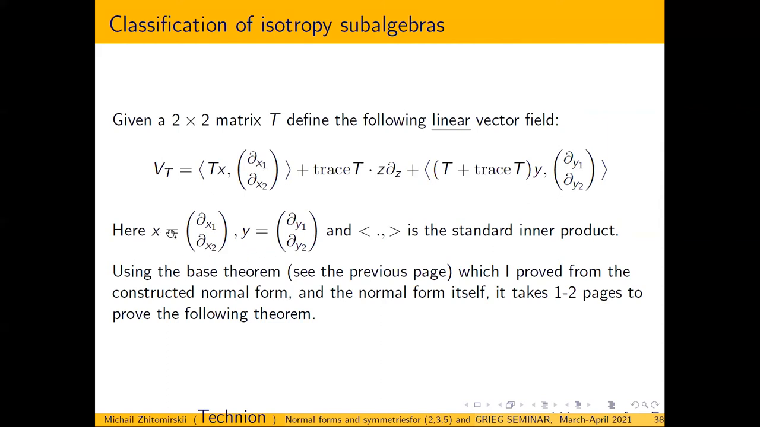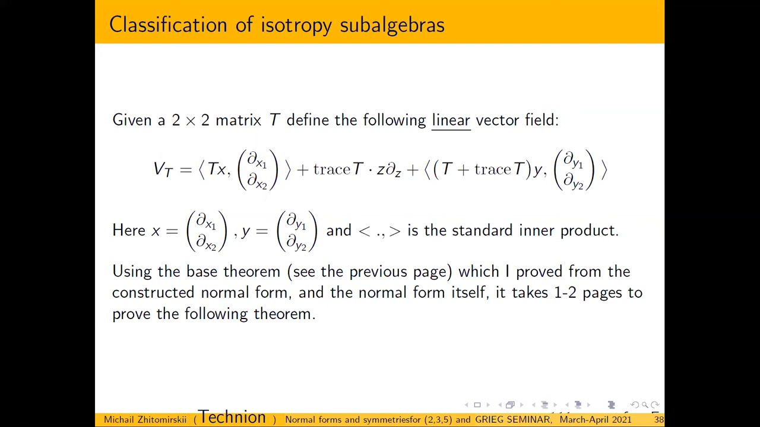Here it's again a typo. Here X is x1, x2, and Y is y1, y2, of course, without this partial derivative. So the computer, but you understand it. So what is written here? It is just a linear vector field, and using the normal form, this Bayes theorem itself follows from the normal form. Here is the complete classification of all possible isotropies of any 2, 3, 5 distributions, without any restriction.